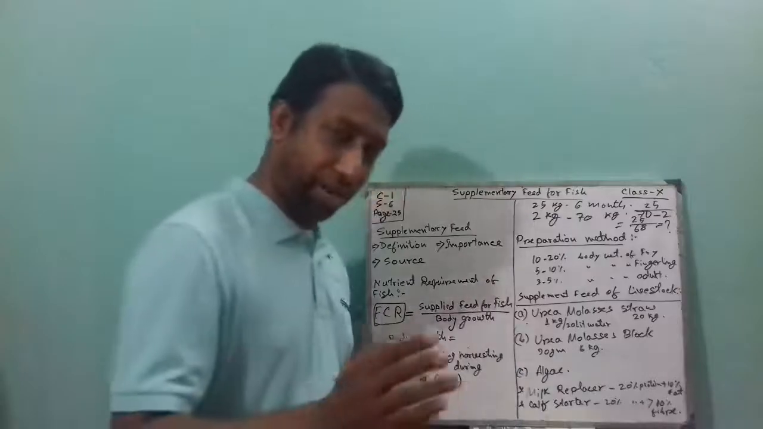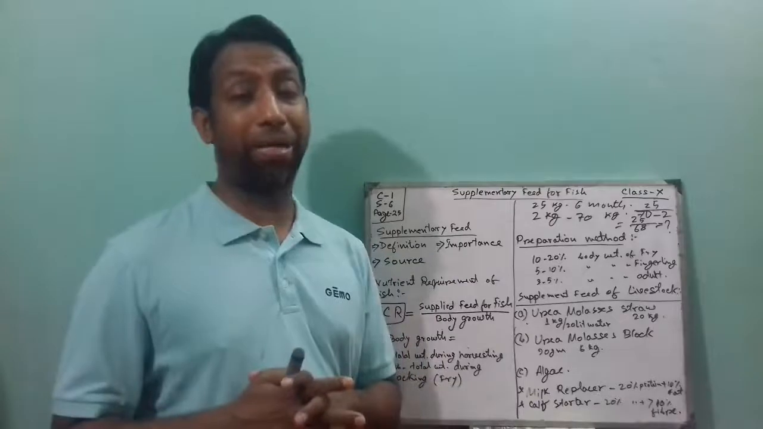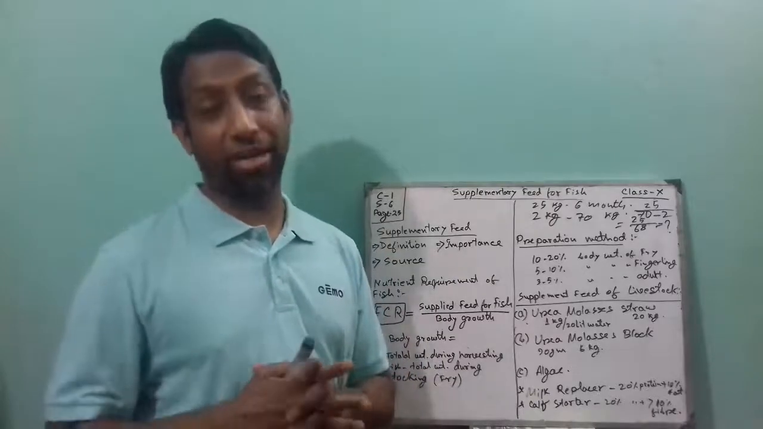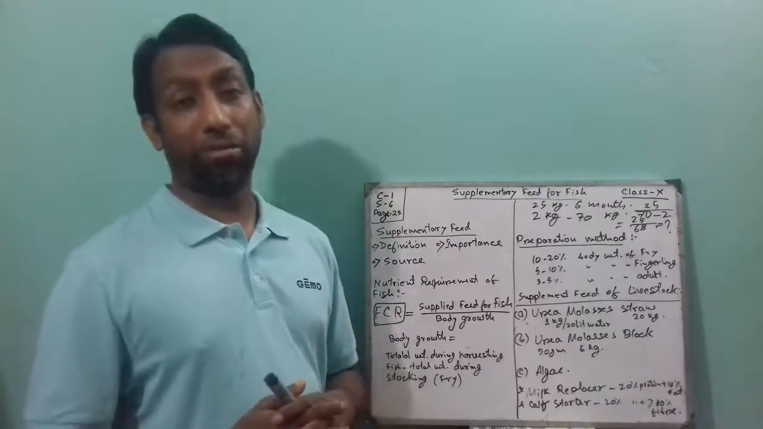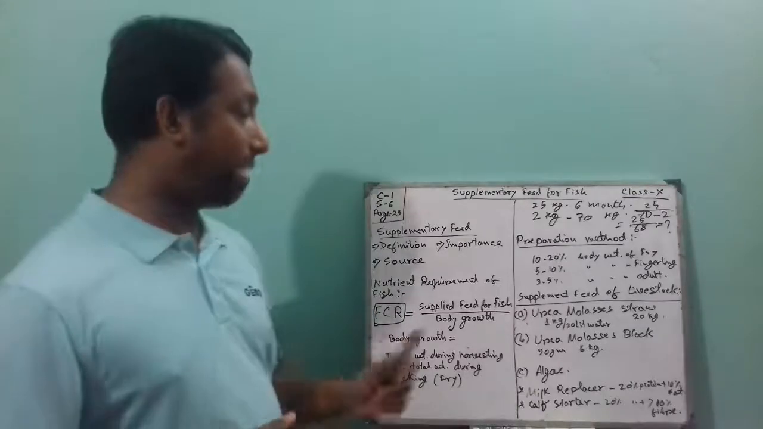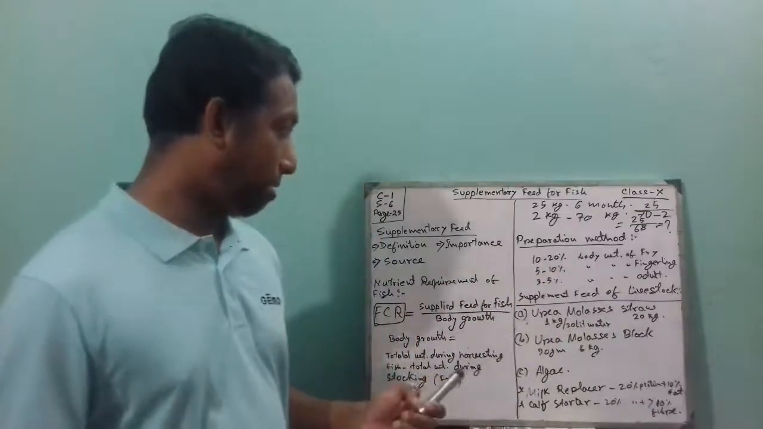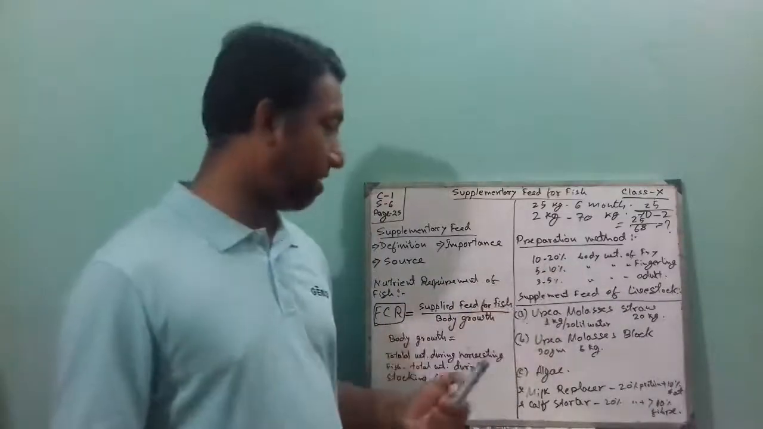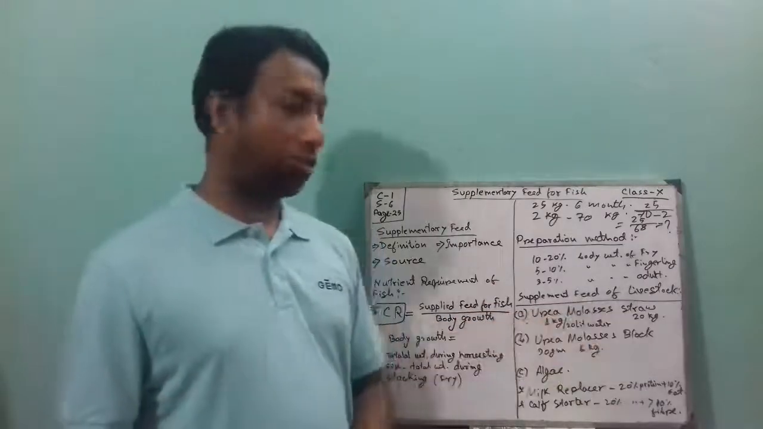And the other point is, if you see the pond is green in color, that means there is enough natural feed. At that time you have to reduce the supplementary feed. This is the method of application of supplementary feed.